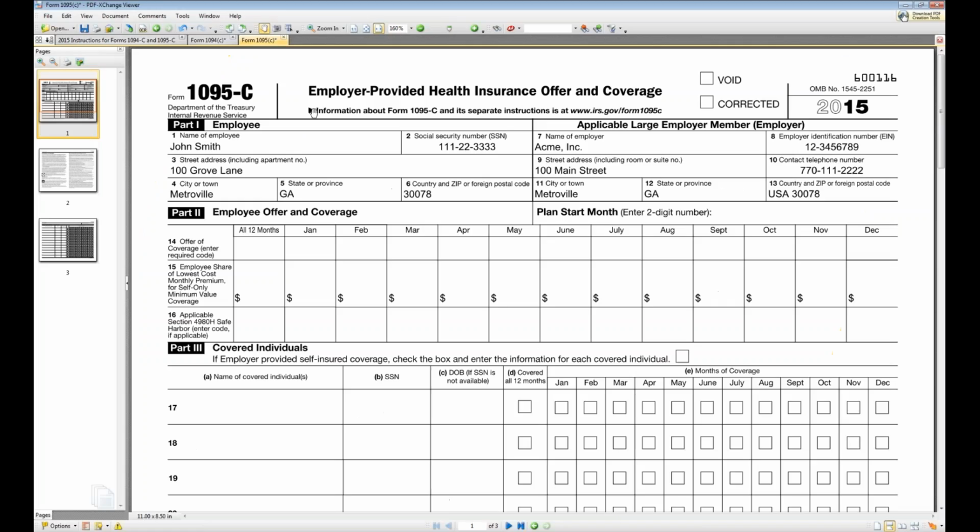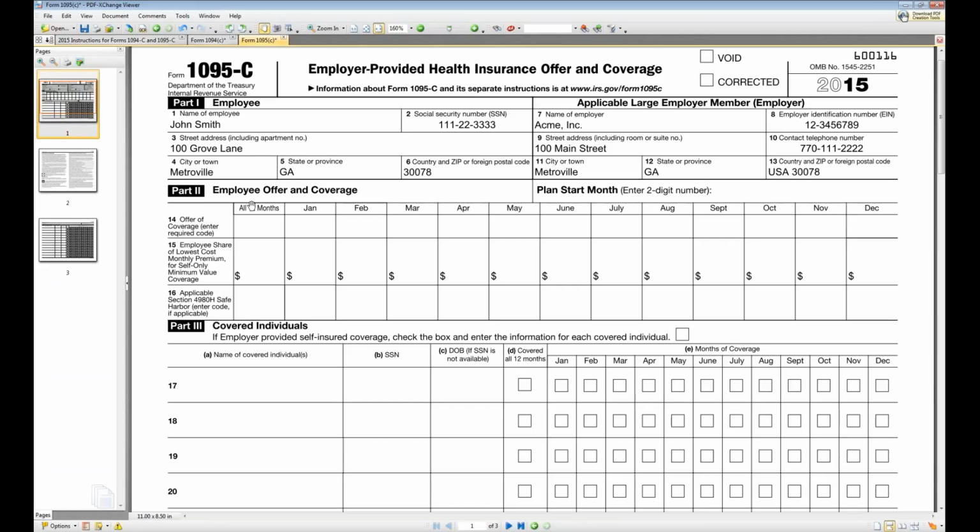Now I'm going to go back to the 1095C. I've already filled out Part 1, John Smith's employee information. Over here is the employer information for Acme Inc. On the right, Part 2, employee offer and coverage. This is where it all happens. This is the lion's share of the reporting.